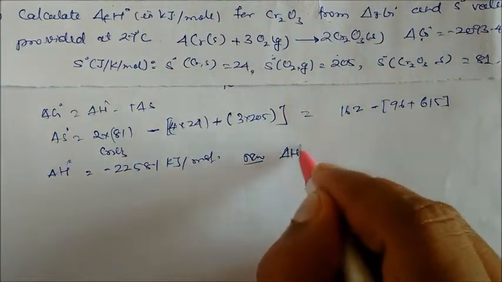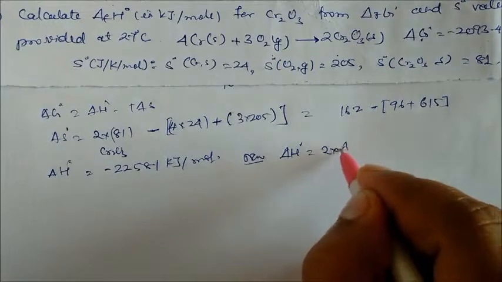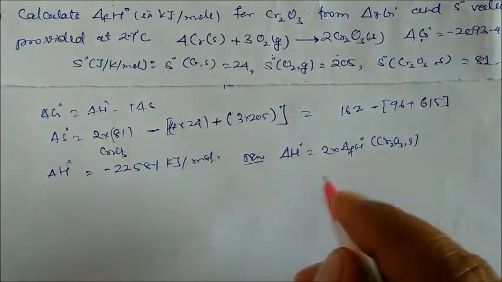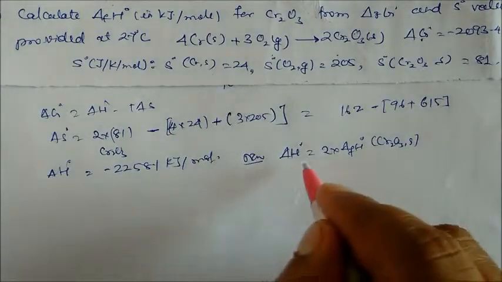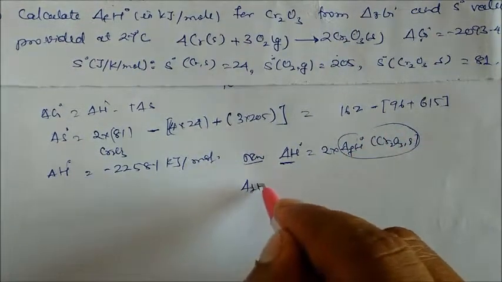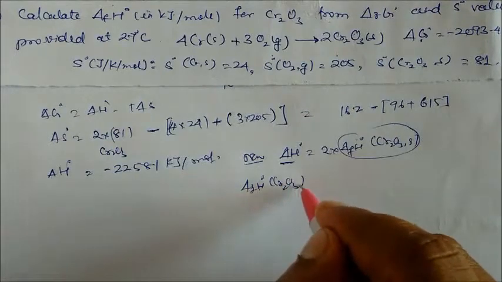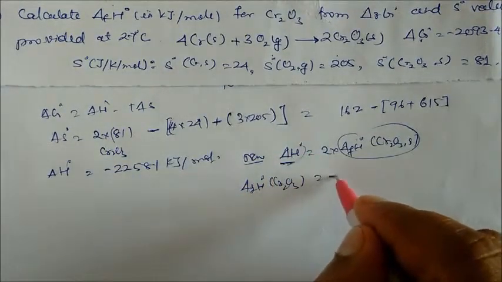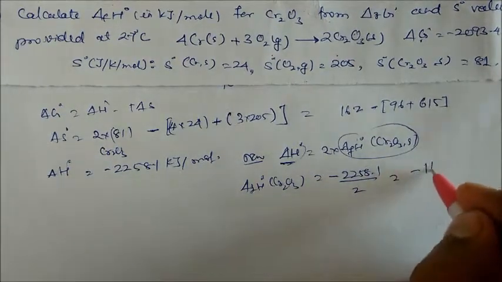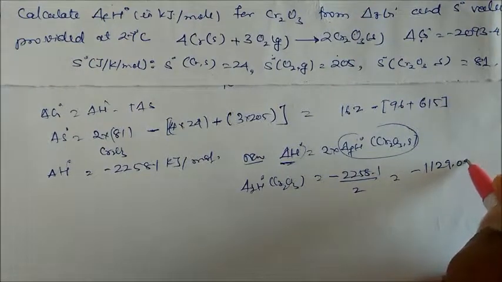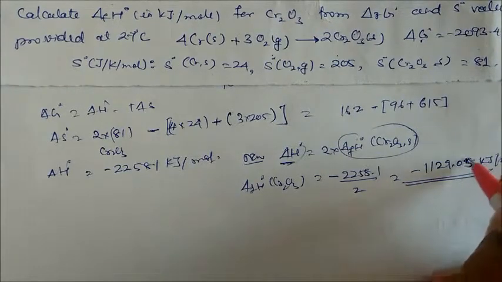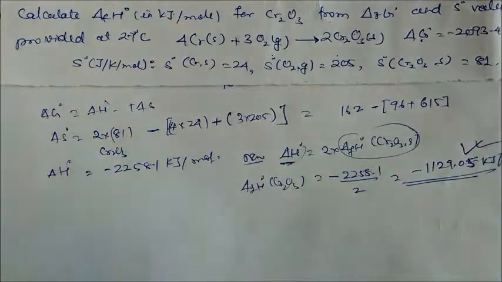Okay, now heat of reaction is equal to 2 into the heat of formation of Cr2O3 solid, which is given here, and we have to find this one. So again the heat of formation for Cr2O3 will be minus 2258.1 divided by 2. So here we will get minus 1129.0205 kilojoule per mole. I have calculated these values, I am just writing all these things. So this is our answer.